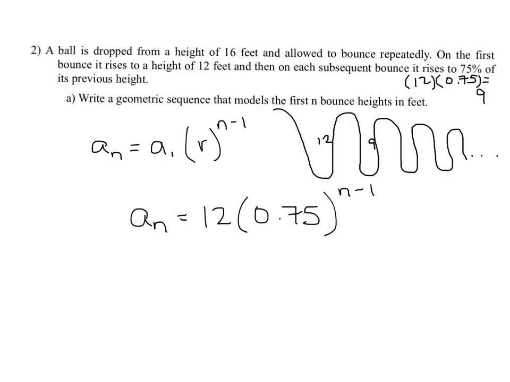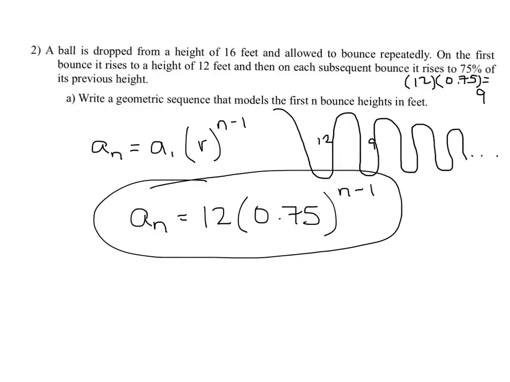So let's look at this for a minute, make sure it works. First bounce should be 12. So if I plug in 1 for the first bounce, that makes the 0.75 turn into just 1, so then that's 12. This actually works out really well. There is the geometric sequence that will model the first n bounce heights in feet.